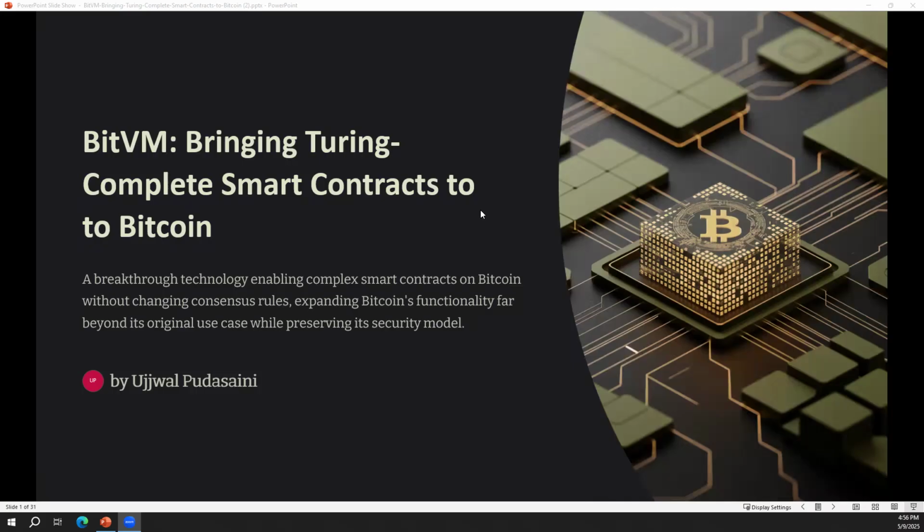So I'm going to be presenting the topic BitVM, which is short for Bitcoin Virtual Machine. It is a breakthrough technology enabling complex smart contracts on Bitcoin without changing consensus rules, expanding Bitcoin's functionality far beyond its original use case while preserving its security model.